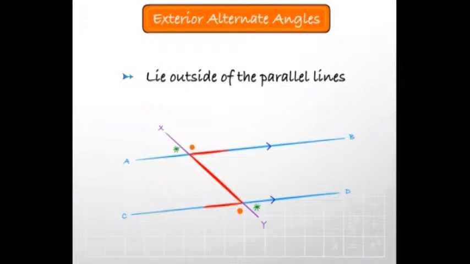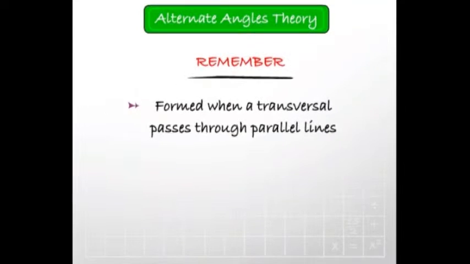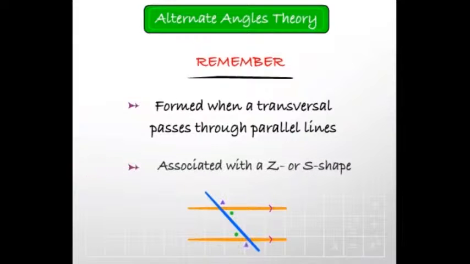Before we begin solving problems involving alternate angles, remember that alternate angles are formed when a transversal passes through lines that are parallel. Alternate angles are associated with either a Z shape or an S shape. So let's jump into a few examples.